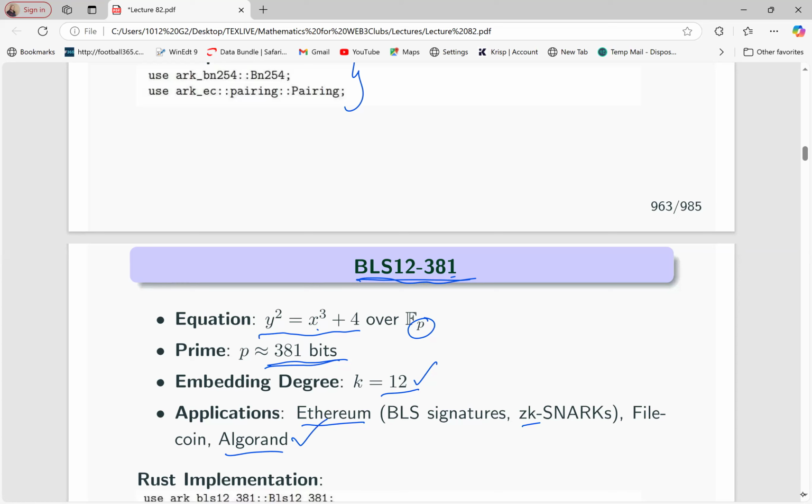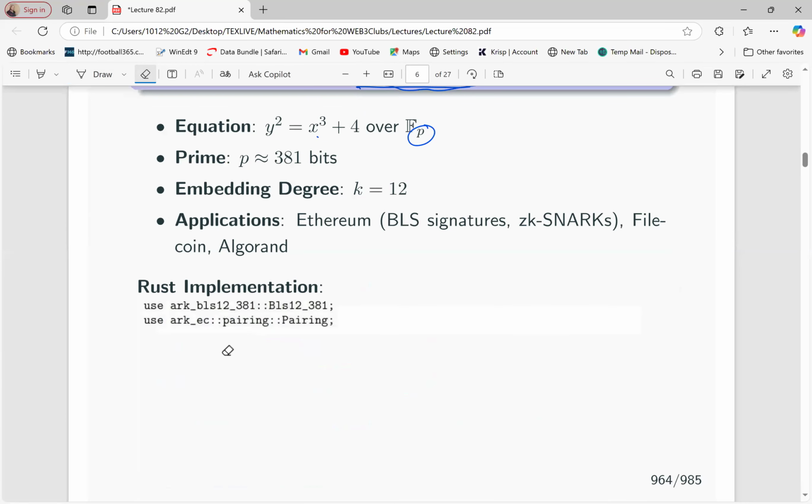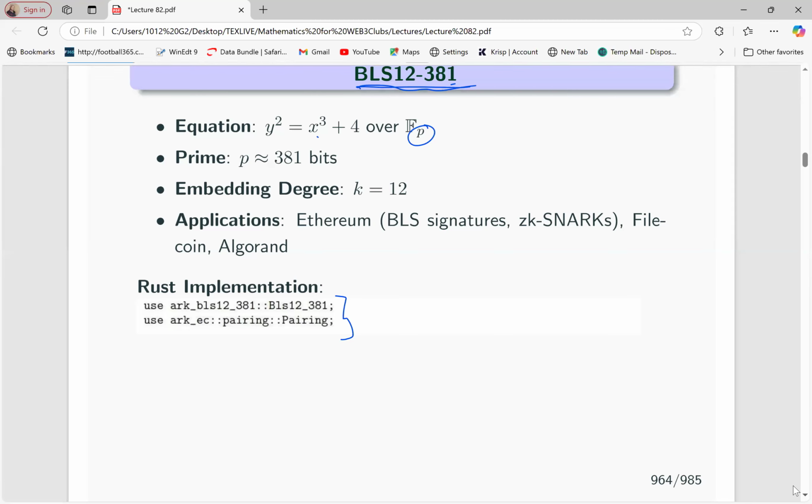Now, these ones you can just Google and find what they are. But this is a part of the areas that apply this. So they are applied in several places. And again, if you want to do Rust for this, you would use this library. And these libraries would then assist you to do pairing using this curve.